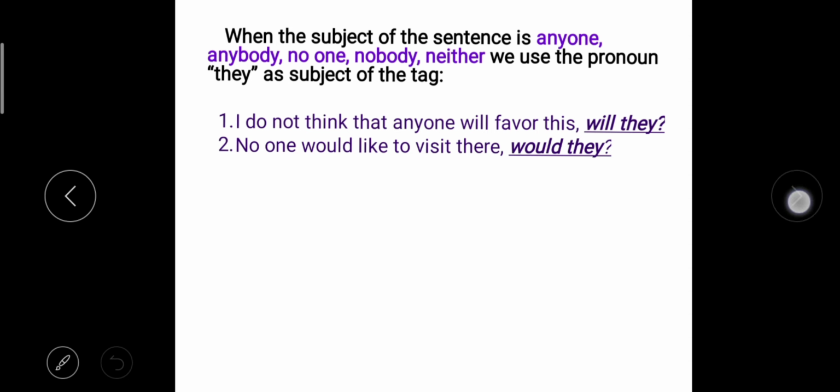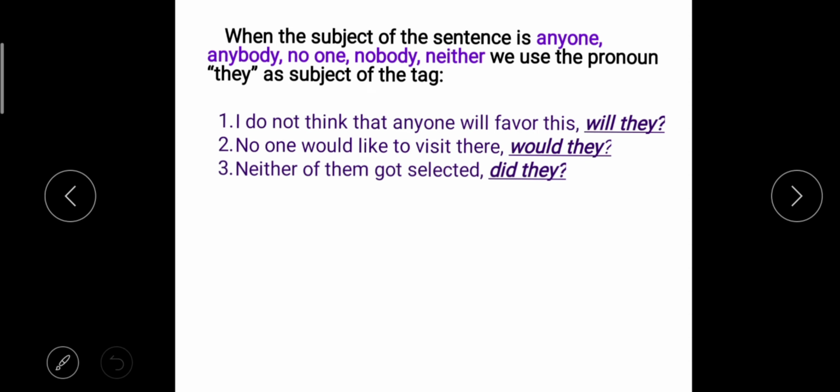Neither of them got selected. कोई भी सेलेक्ट नहीं हुआ. Did they? Neither of them got selected. Did they? Everyone warned you, didn't they? So this is very much clear here.